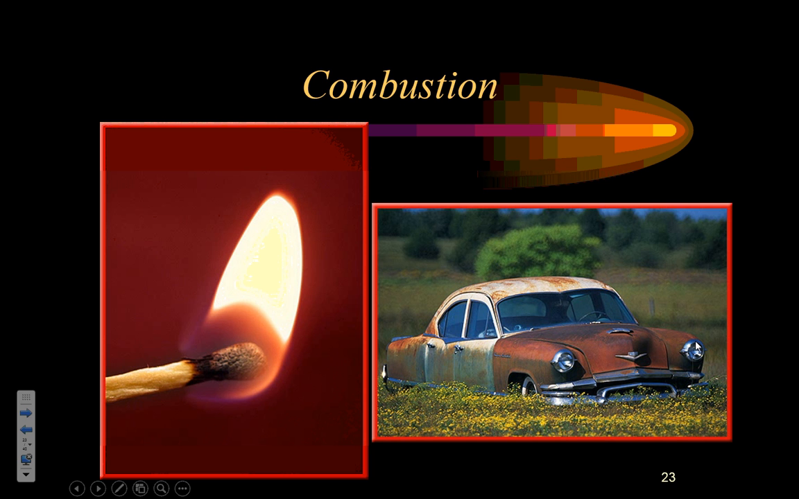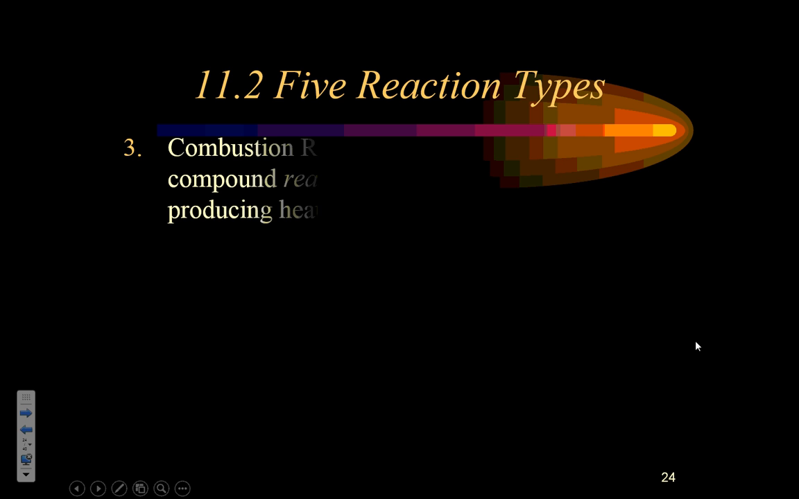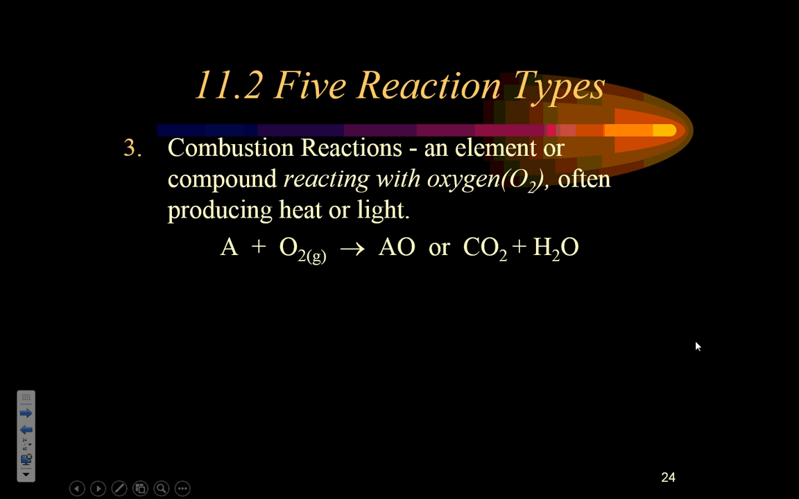So when we burn the wood in a match, or when an automobile is rusting, in both cases, it's actually a combustion reaction. Now, the one on the left you probably know is combustion, or you suspect it from prior knowledge, but the one on the right you might not know that's actually combustion as well. So you need to understand combustion a little bit more. First of all, combustion is when an element or compound reacts with oxygen, often producing heat and light. So you might have a single element reacting with oxygen, like the iron in the car rusting, or you might have an element or a substance, a hydrocarbon, reacting with oxygen to make CO2 and water.